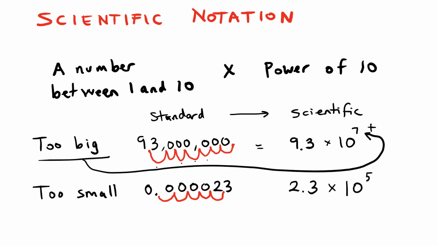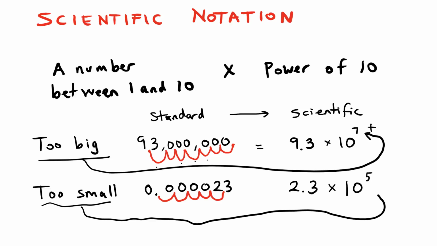However, since my original number is too small and I moved my point to the right this time, the sign of the power of 10 will be negative. So if your standard form is a too small number, then you will have the power of 10 negative. If it is a big number, then the power of 10 is going to be positive. And the quantity will be how many times you need to move the point in order to make your number between 1 and 10.